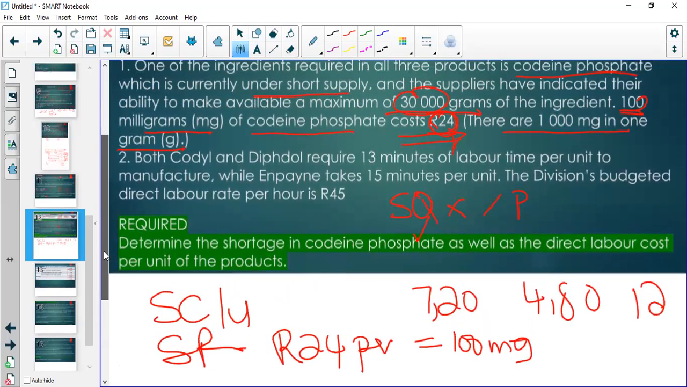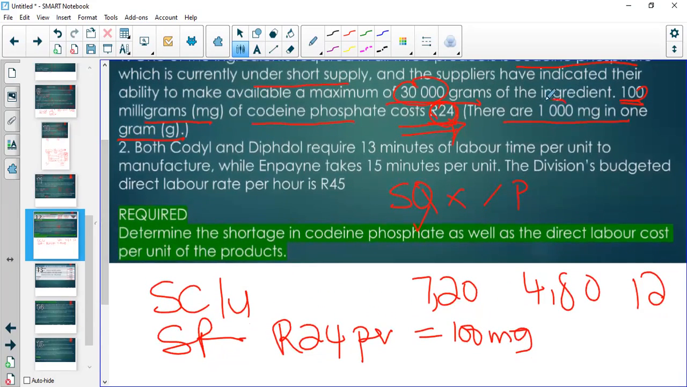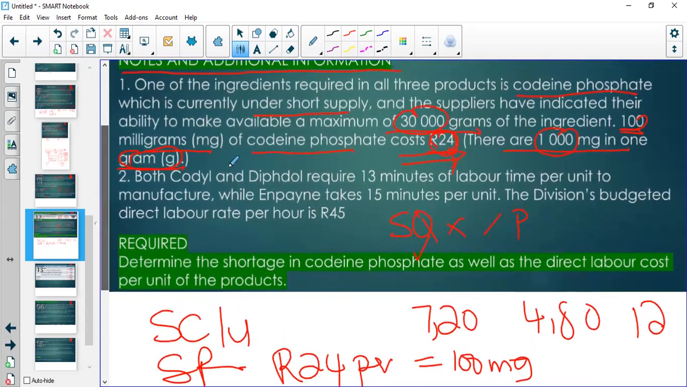And they tell you that 1,000 milligrams are going to give us a gram. And what we want is to compare with this number of grams, 30,000 grams. So we rather change everything to grams, because grams are a smaller quantity. If we change everything to milligrams, then we end up having to change 30,000 grams to milligrams, and then we multiply that by 1,000. So that becomes 30 million milligrams. So rather we change the milligrams to grams so that we can compare here.